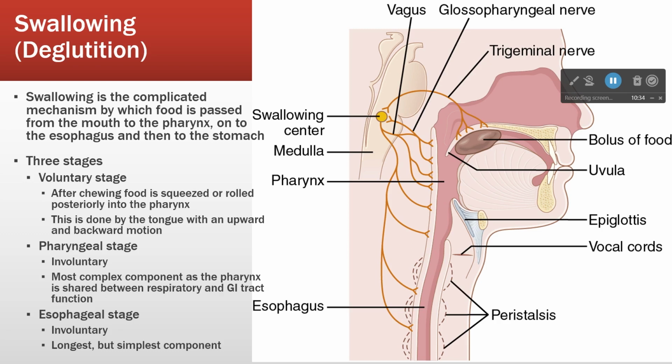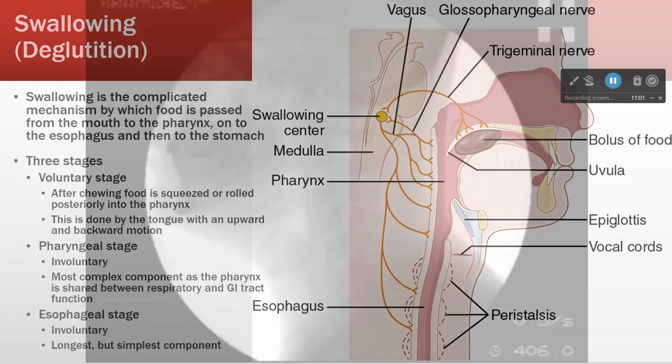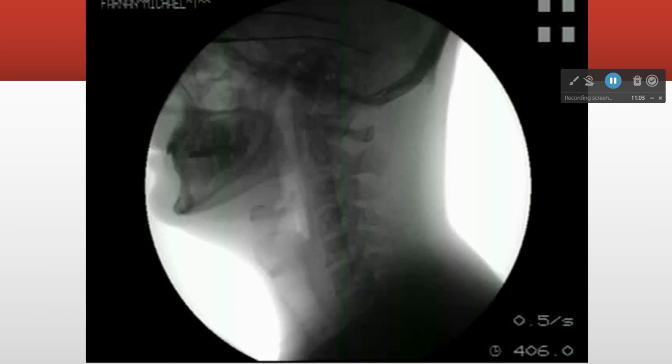Now, the vocal cords are in here too, because the body knows that putting food into the lungs, into the trachea, is a bad idea. So when we swallow, our vocal cords close, right? Another blockade to materials going the wrong way. And then once we get into the esophagus, the swallowing center is going to coordinate peristalsis to move that material all the way down. Okay, so let's take a look at what that looks like.